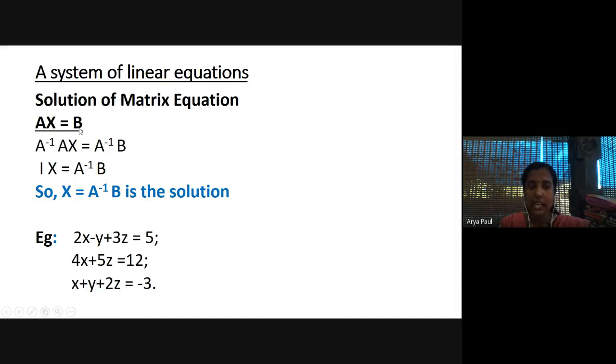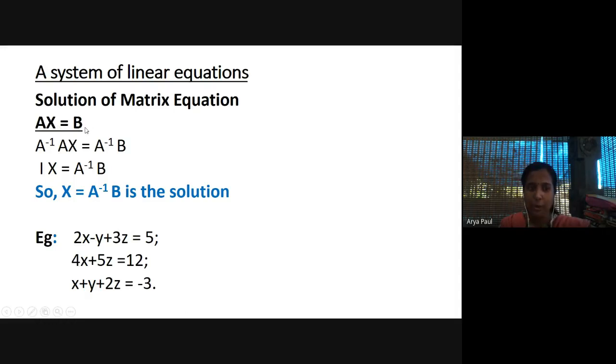Then B has n rows and one column. B has only one column. It is a column vector. A is an n cross n matrix, or n by n matrix. B is an n by 1 matrix, a column vector. What do you mean by column vector? One column. I hope you understood this. Ax is equal to B, that is the matrix equation, and you need to solve this matrix equation.